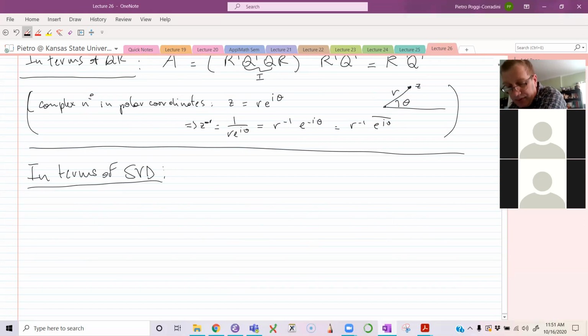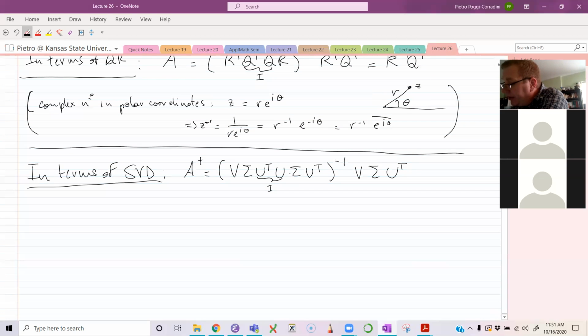All right. So in terms of the SVD, again, let's just plug things in. So we need to do A transpose A. That's V sigma U transpose, U sigma V transpose inverse, V sigma U transpose. Right? And this is going to be 1. So we get sigma squared.